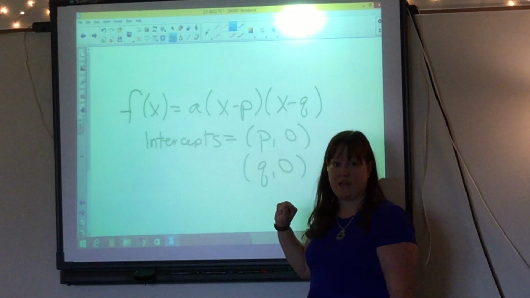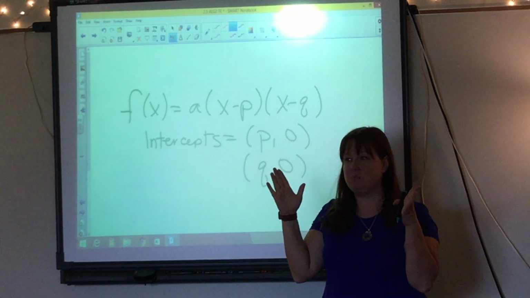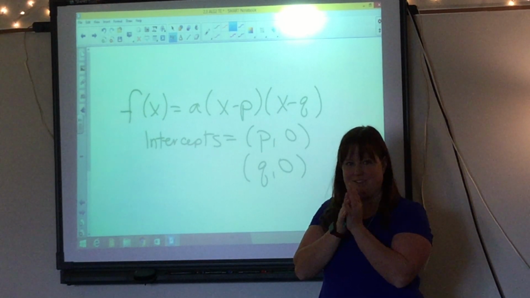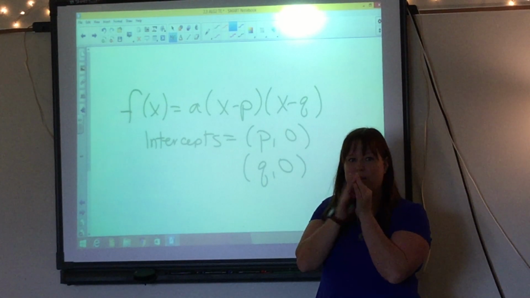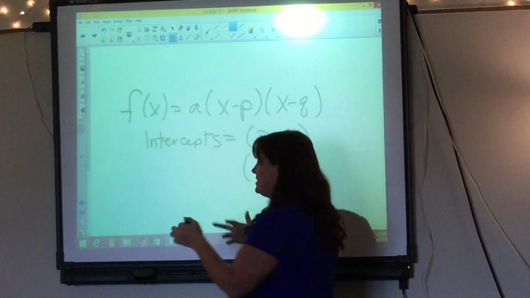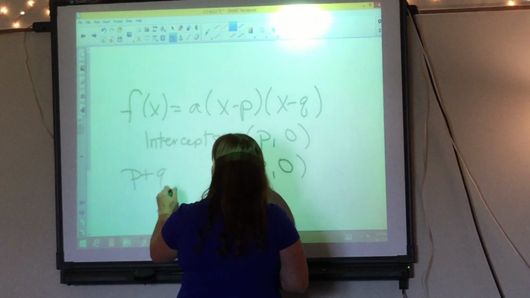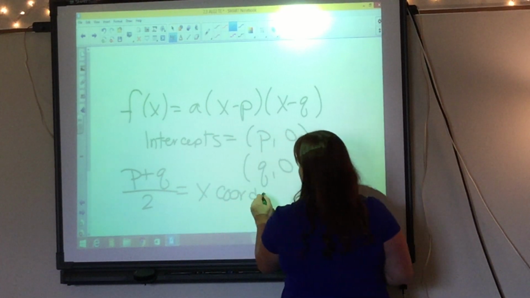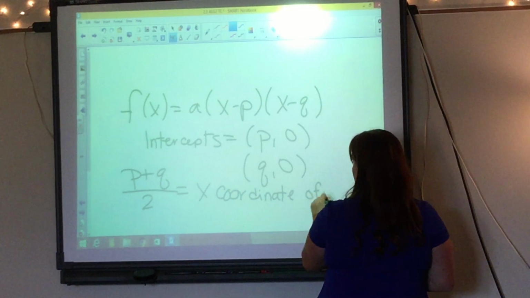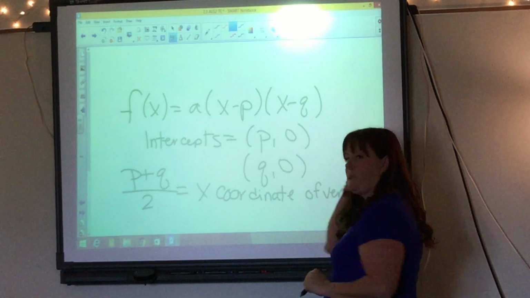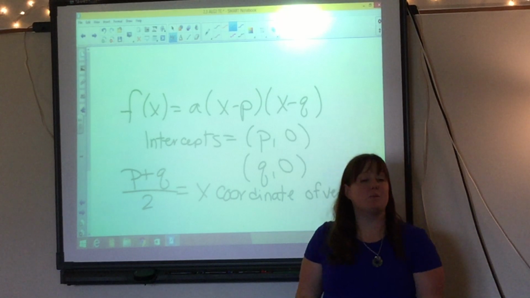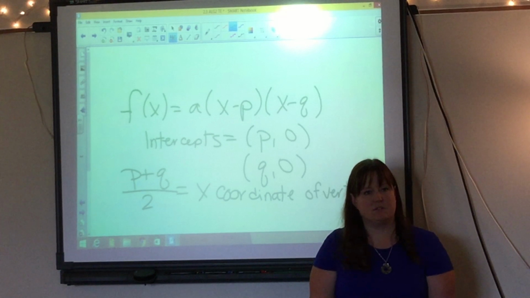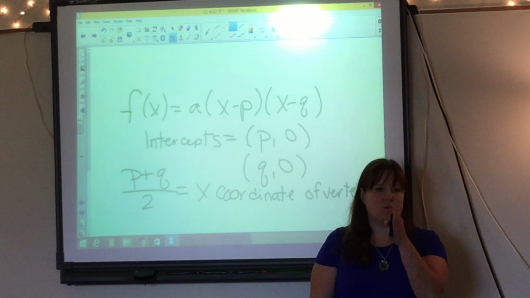And then to find the vertex, we have to find halfway in between those numbers. How do you find halfway in between two numbers? You add them together and divide by 2. Remember how you find the average between two points? We're going to go P plus Q, and divide it by 2, and that's going to be the x-coordinate of your vertex. If it's an odd number, like 3 plus 4 divided by 2, it would be 7 halves, which would be 3.5.